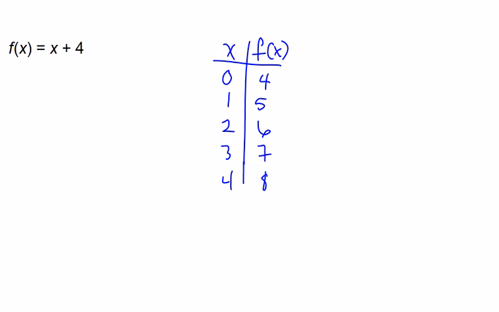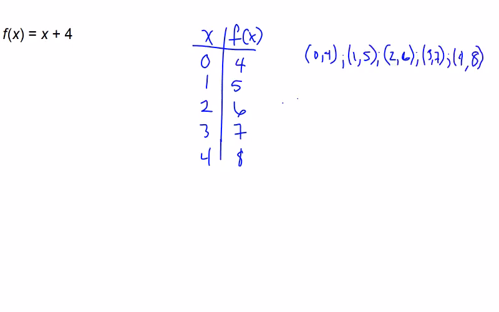So those are our input and output values, right? Input on the left, output on the right. And we can turn those into ordered pairs, right? 0, 4. All right, so these are the sets of ordered pairs, right? If we convert this into ordered pairs, we can do it that way, and we can plot those on a graph and all the things.